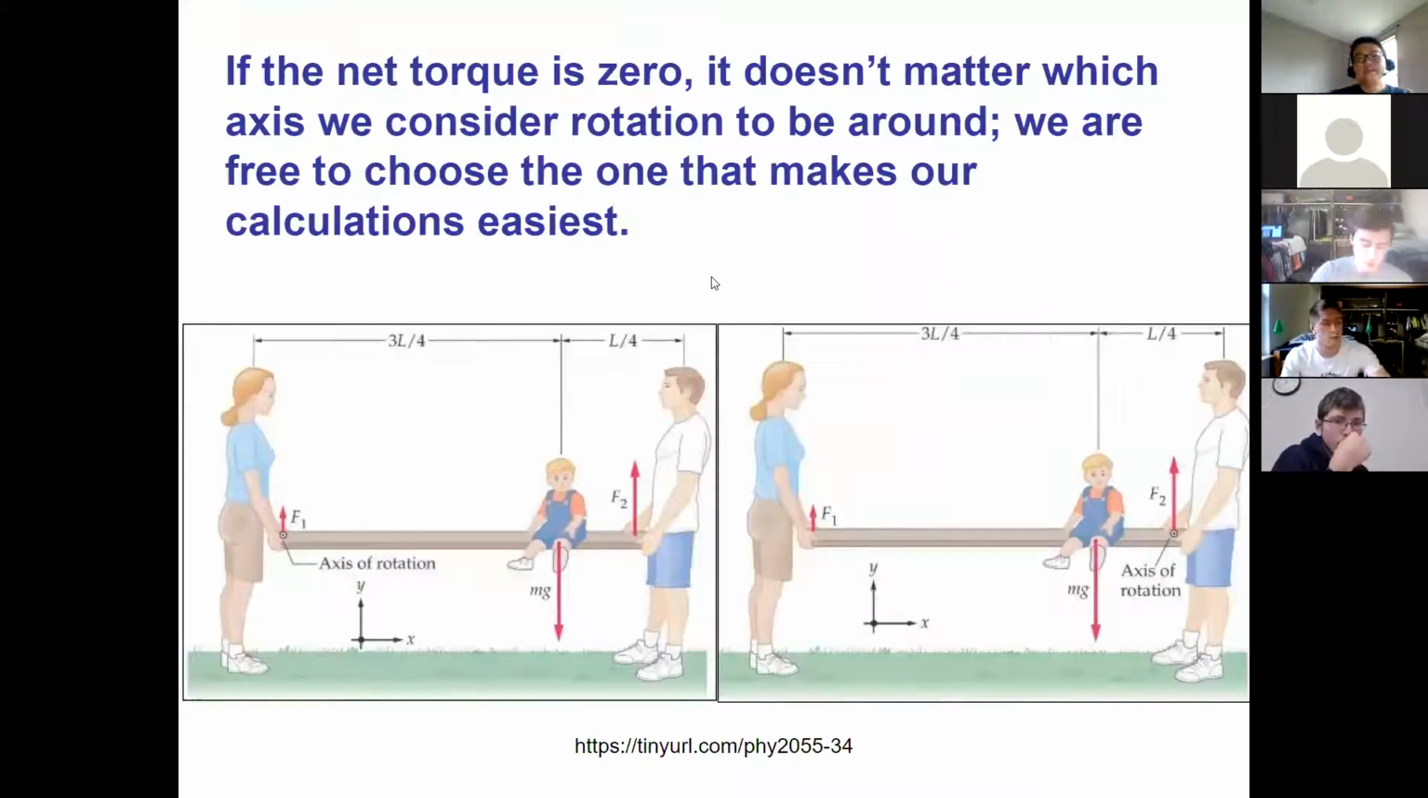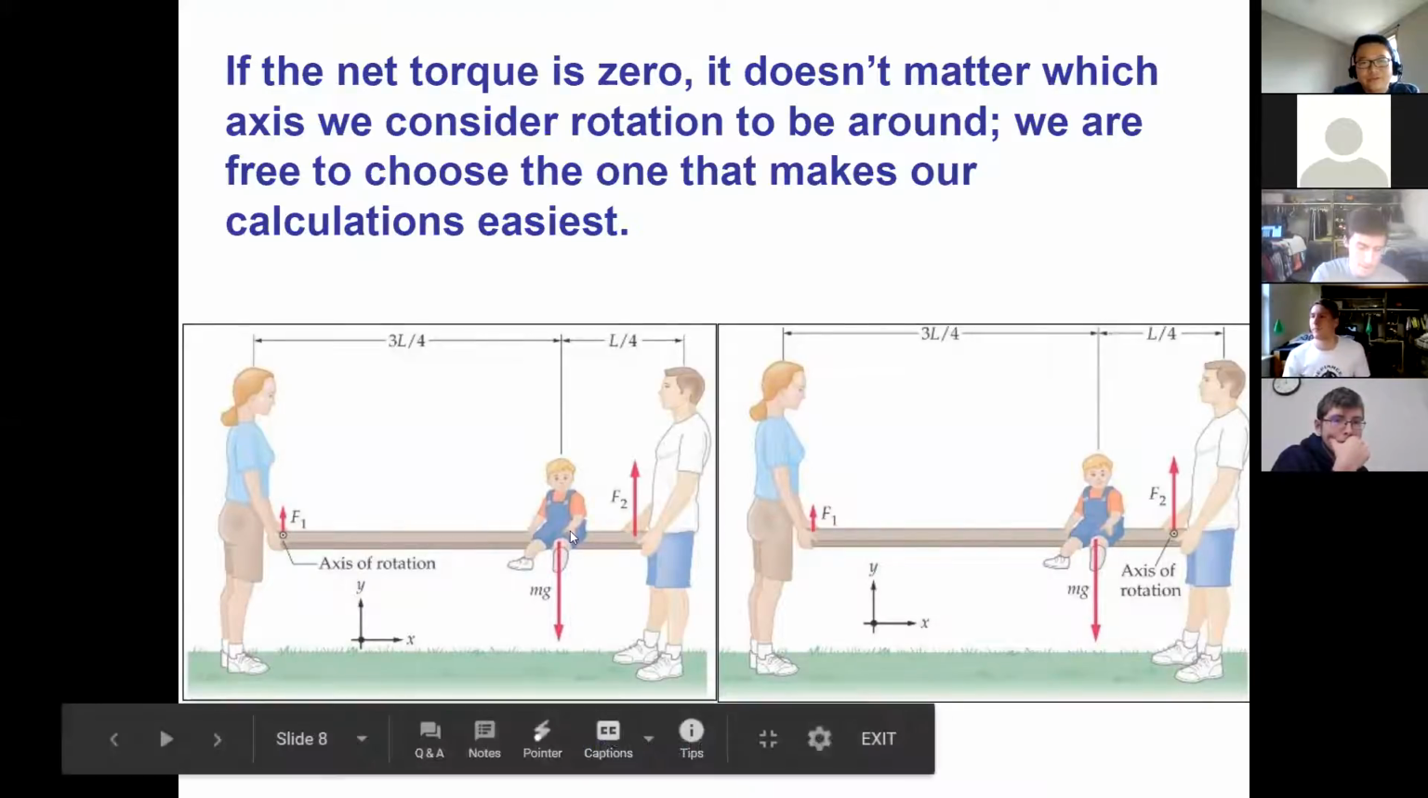Now if your system is in equilibrium, in the sense that net torque is also equal to 0, take for example a child sitting on a plank with both ends supported by the parents. There are three forces on the plank: F1, F2, and mg. And total torque on the plank should also be 0.